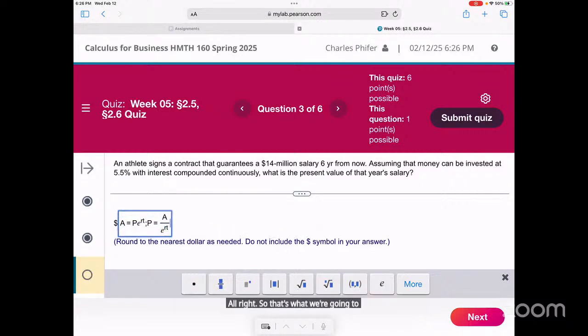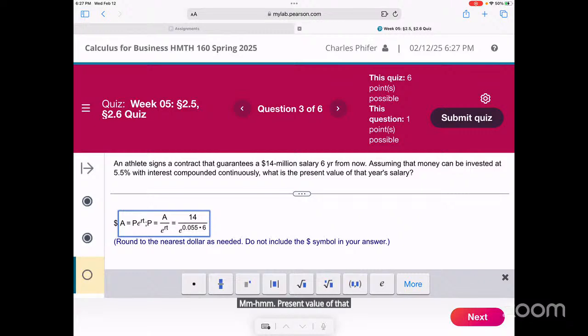Okay. It guarantees 14 million salary. I'll do this in millions, so I'll do 14 here. Just got to keep in mind that it's in millions. e to the rate. 5.5% as a decimal would be what? 0.055 times 6, 6 years. Present value of that year's salary.